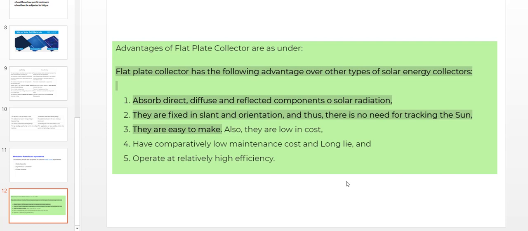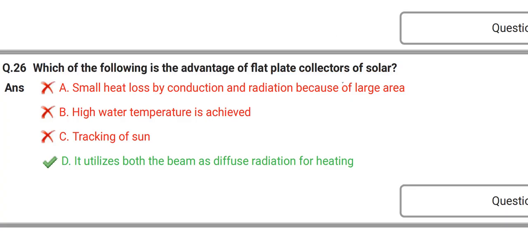They are easy to make, low in cost, having comparatively low maintenance cost and long life, and operate at relatively high efficiency. So these are the important points for the flat plate collectors. They can ask about any collector, like other collectors also. They are asking application based questions in this paper, so many application based questions are coming in this PGCIL paper.